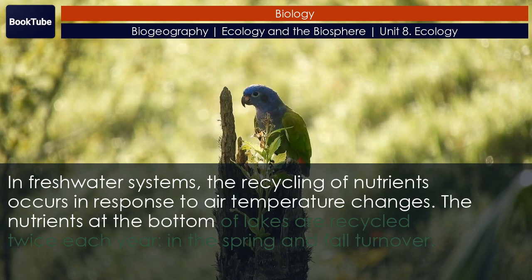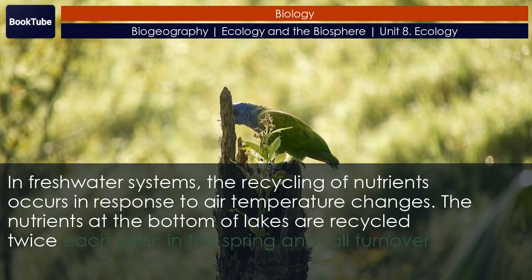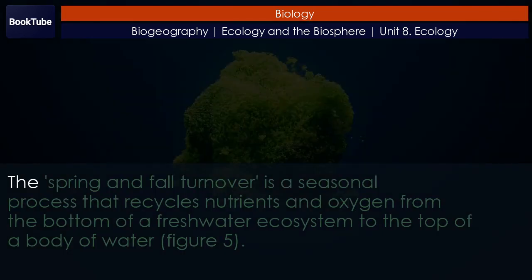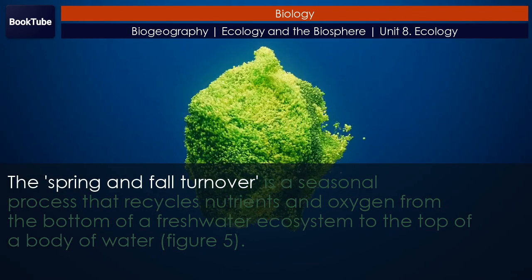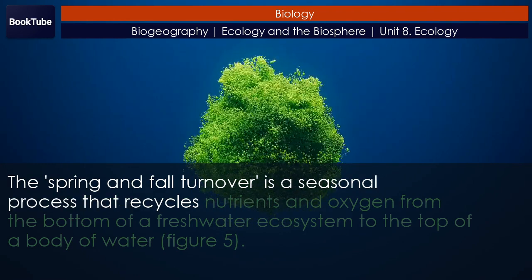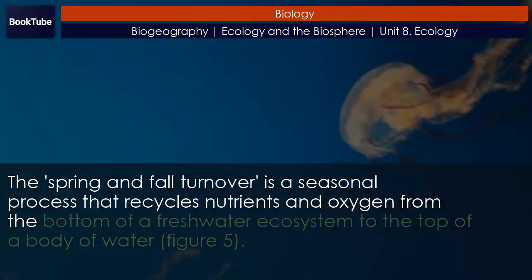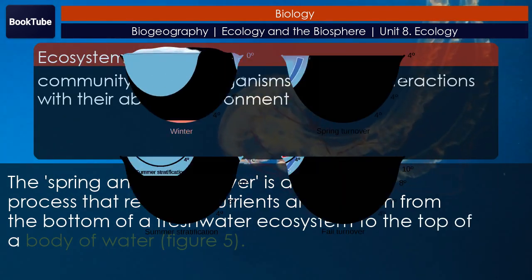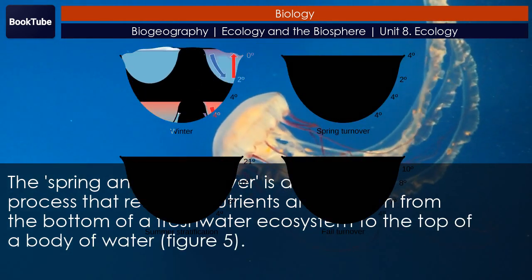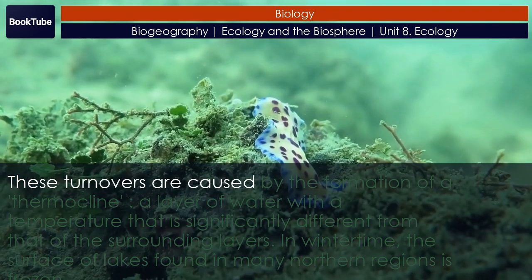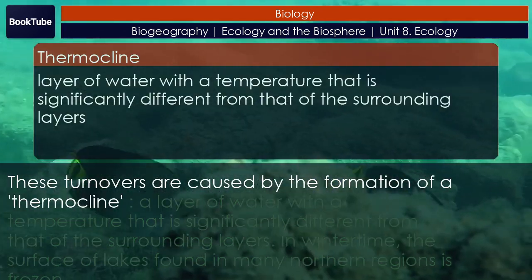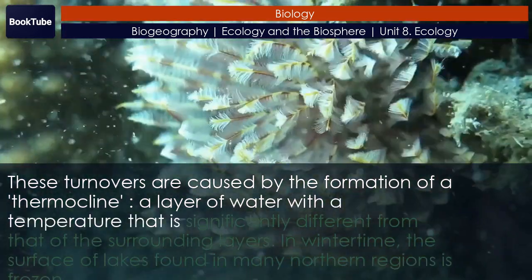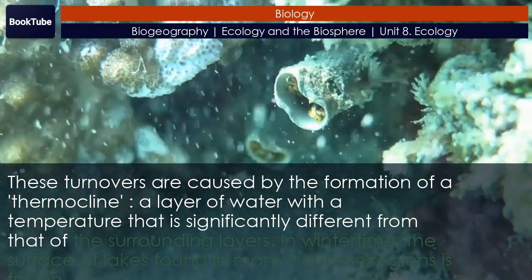The nutrients at the bottom of lakes are recycled twice each year, in the spring and fall turnover. The spring and fall turnover is a seasonal process that recycles nutrients and oxygen from the bottom of a freshwater ecosystem to the top of a body of water. Figure 5. These turnovers are caused by the formation of a thermocline, a layer of water with a temperature that is significantly different from that of the surrounding layers.